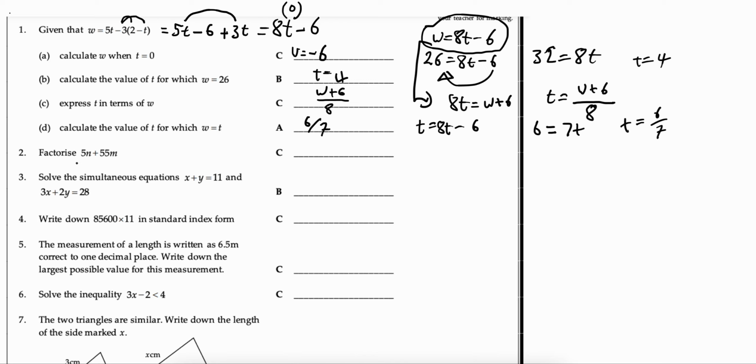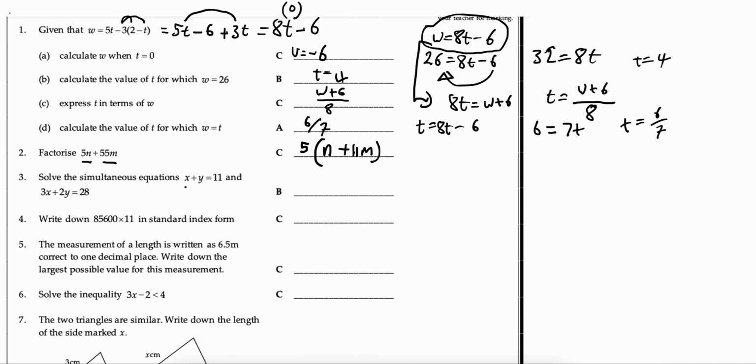Next, factorize 5n plus 55m. So we want common factors here. Now that's an n, so that's an m, so there's no letter in common. Does any number go into 5 and 55? Absolutely, the number 5. So that is factorized out. 5 divided by 5 is 1, so 1n. 55 divided by 5 is 11, so that's 11m.